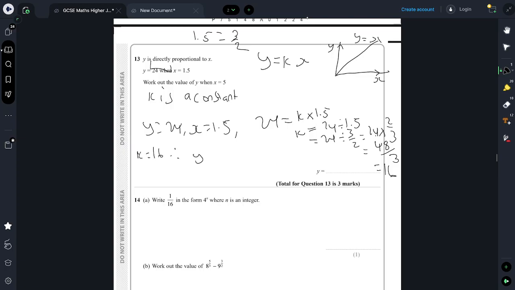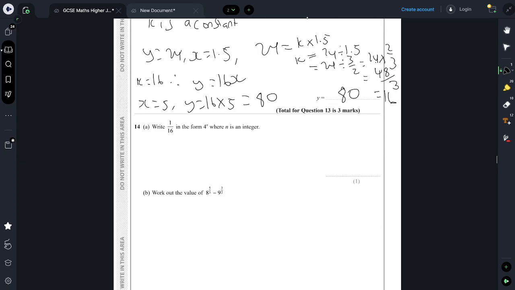So therefore, y back in this equation here is now 16x. So now when x is 5, y is 16 times 5, which should be 80, I believe, right? Yeah, so y would be 80. Cool.